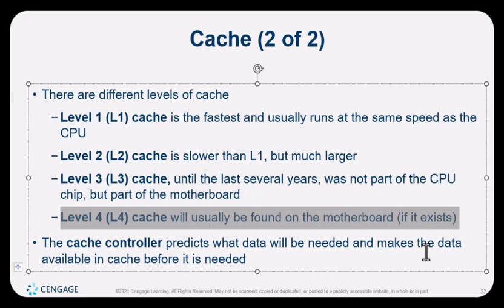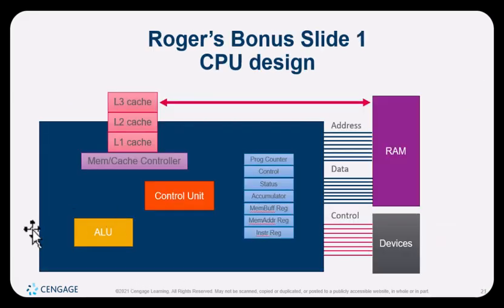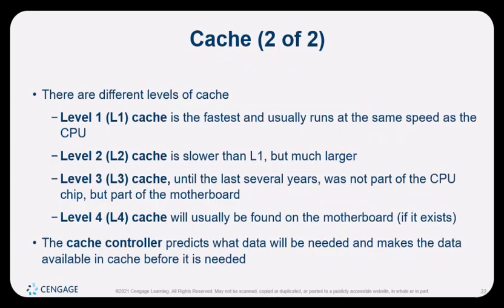And then we talked about the cache controller. Again, that's this guy right here, this kind of purple box, if you will, that predicts what data will be needed and makes the data available in cache before it's needed.